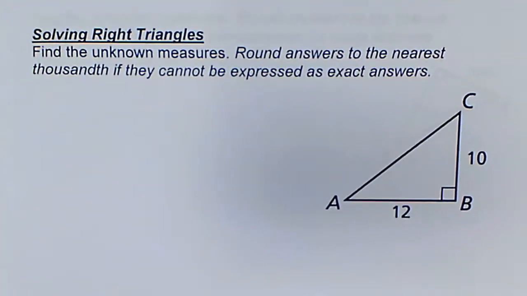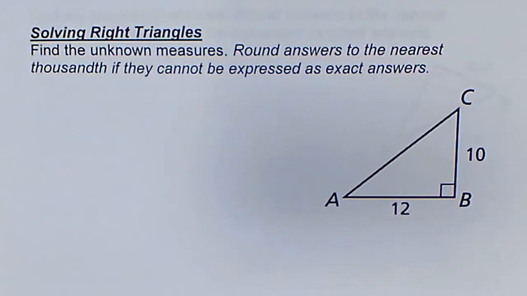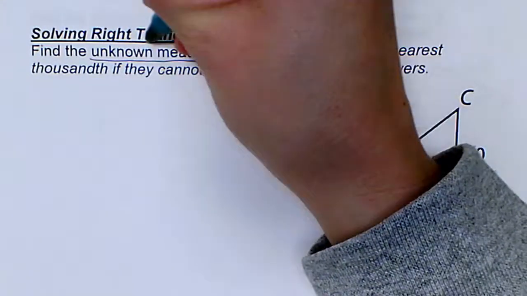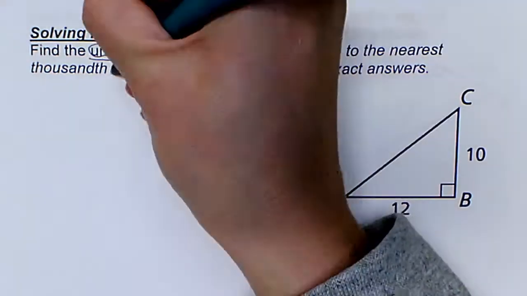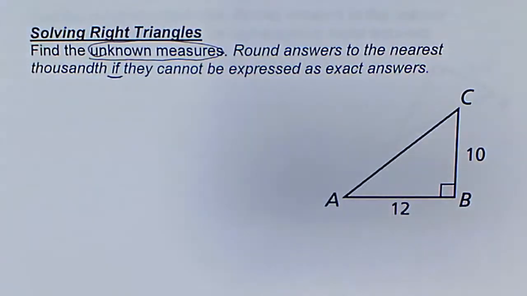the next problem, which is solving right triangles. It asks you to find the unknown measures, so all unknown measures, round answers to the nearest thousandth if they cannot be expressed as exact answers. Now this is important because it says to round answers to the nearest thousandth if they cannot be expressed as exact answers. So that means first try to express them as exact answers, and if you can't, then round them.